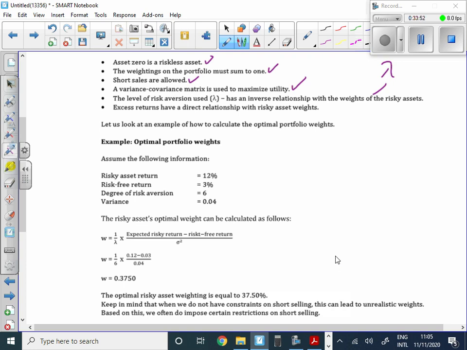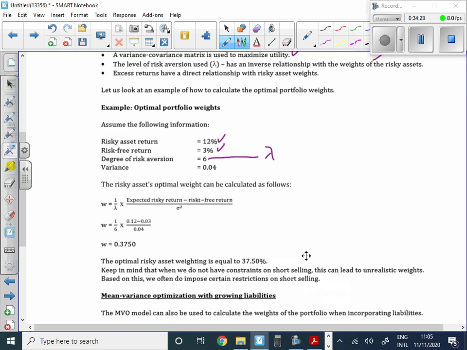Okay, of course, and based on this, guys, we will build further and further onto our model. Risky asset return is 12%, risk-free rate is 3, degree of risk aversion, or lambda, is 6, and your variance is 0.04. Just be mindful of the difference between variance and standard deviation as you go through. Variance is 0.04. Remember, to get to standard deviation, I would just take the square root of that number should I wish to get there.